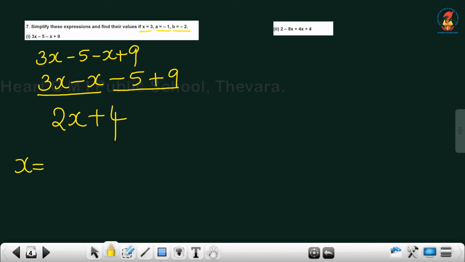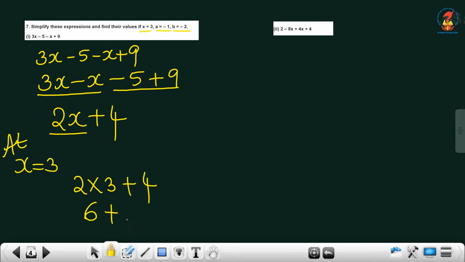Then, which is the variable here? X. So, what value do we have to put for x? X is equal to 3. At x is equal to 3, what will happen? 2 into 3. 2x means what? 2 into x. That means 2 into 3 plus 4. 2 into 3 is what? 6 plus 4. What is the answer? 10. I hope this is clear.